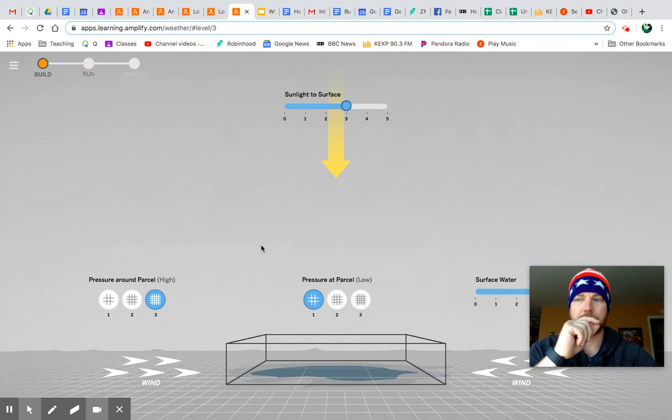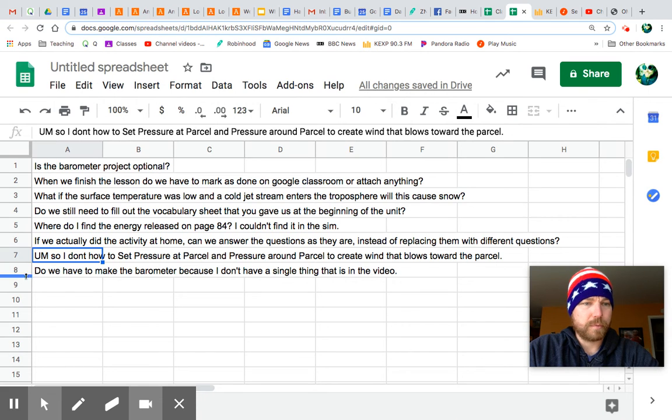If you have a balloon and you blow it up, it's higher pressure inside the balloon. What does that air want to do when you let go? The air wants to go out. It wants to go from high pressure to low pressure. So let's continue. I think I have one more question right here.